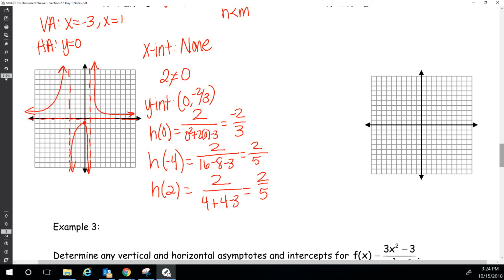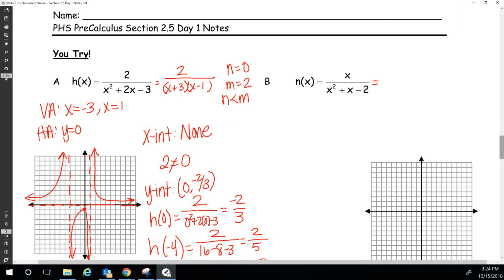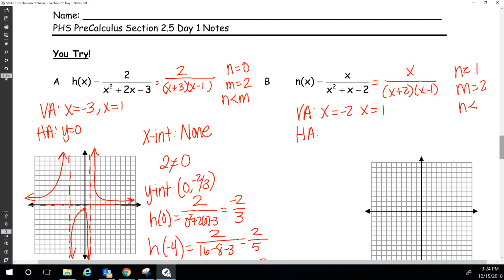All right, let's see if we can get one more on this video. So again, we're going to factor out this denominator. This will be (x plus 2)(x minus 1). My vertical asymptote is whatever makes this 0. So x equals -2, x equals 1. My horizontal asymptote: the degree of my numerator is 1, the degree of my denominator is 2, n is less than m, so I have a horizontal asymptote of y equals 0.